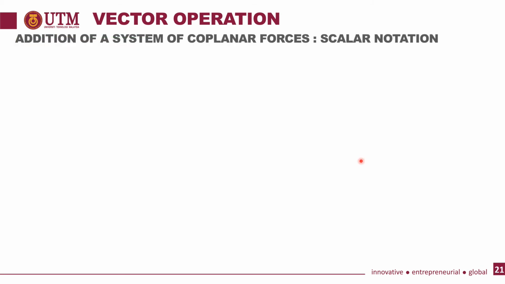Alright. So next is the addition of a system of coplanar forces, scalar notation. In the previous lesson, we calculated the resultant force without any plane. If it has a plane, it must be specified. But this time the plane is a fixed plane, so you can represent your forces in two types.